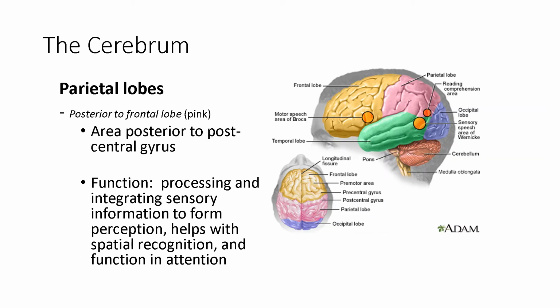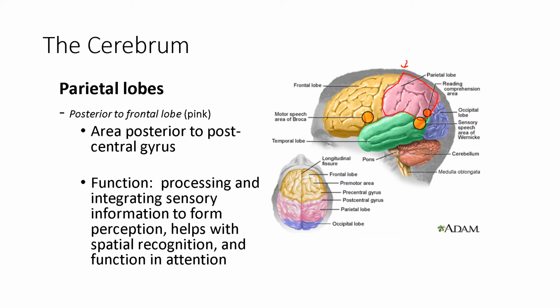The parietal lobes are just posterior to the frontal lobes. They're the ones in pink here. And they're just posterior to the central sulcus. They include an area called the postcentral gyrus.